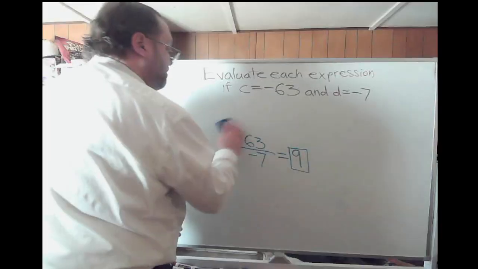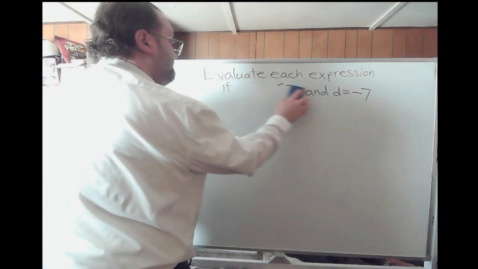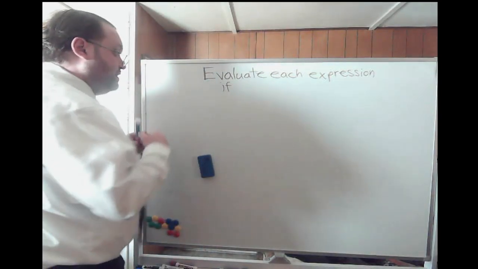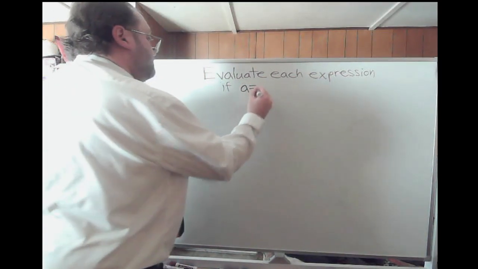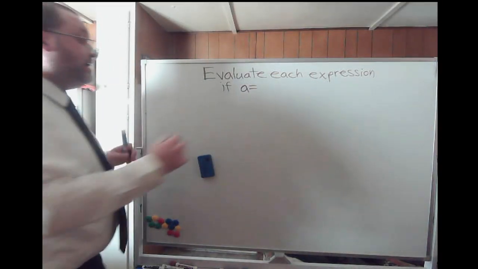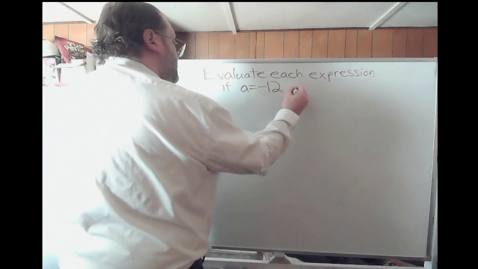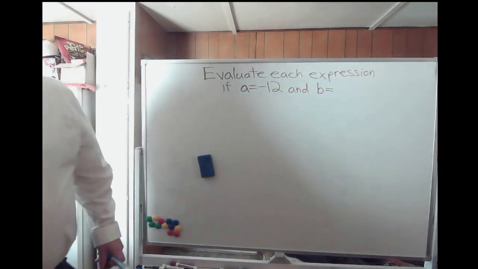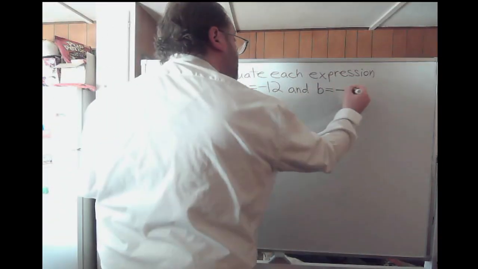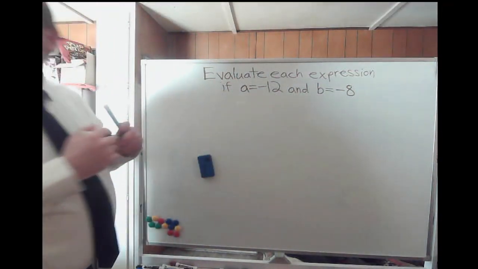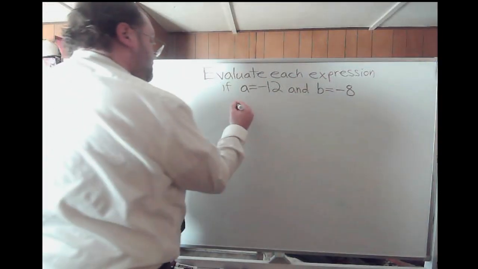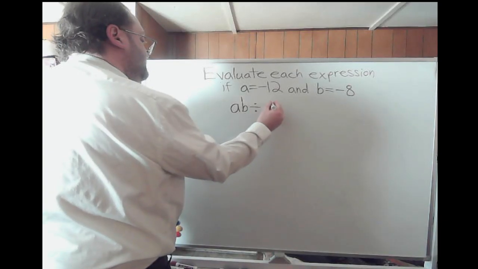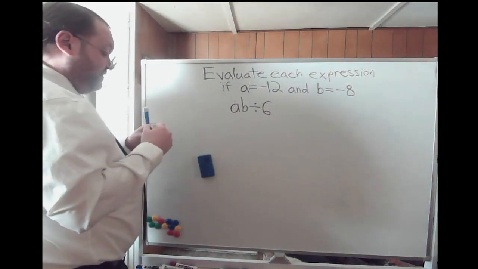Okay, I've got one more I'd like to do here. Just one more. Let's see, if A equals -12 and B equals -8. They want you to evaluate the expression AB divided by 6. We will have AB divided by 6.